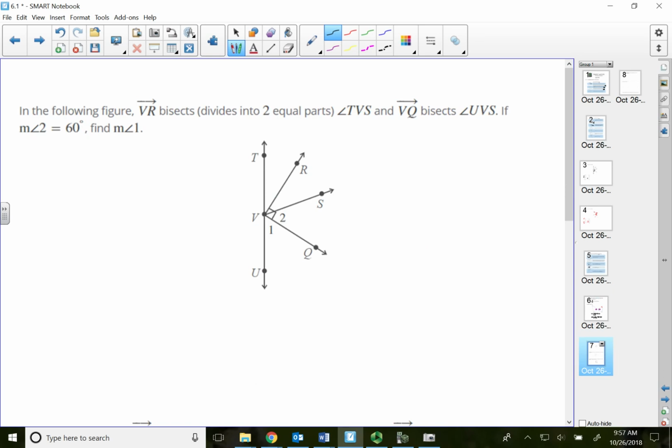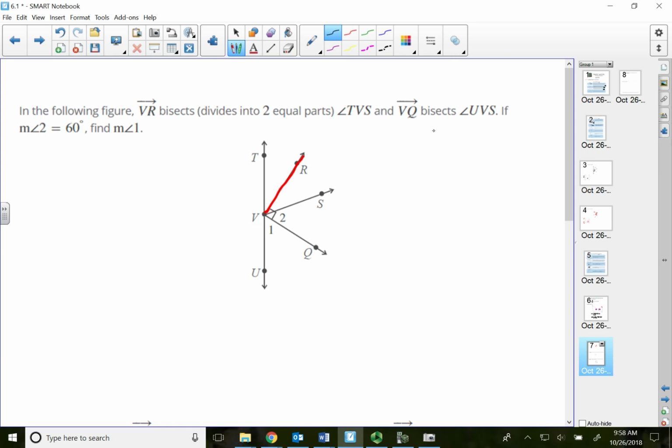Alrighty. We saw this picture just a few minutes ago. Here they are being a little bit more specific about what some of these other angles are. As you can see, angle RVQ is 90 degrees. In the following figure, ray VR right here bisects, that means divides into two equal parts, angle TVS, from T to V to S.